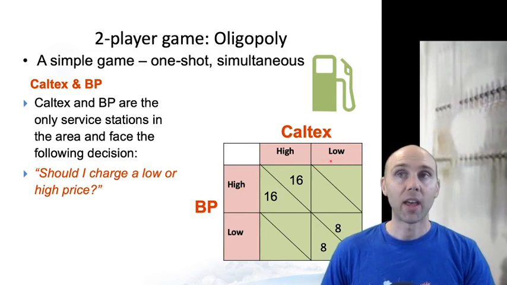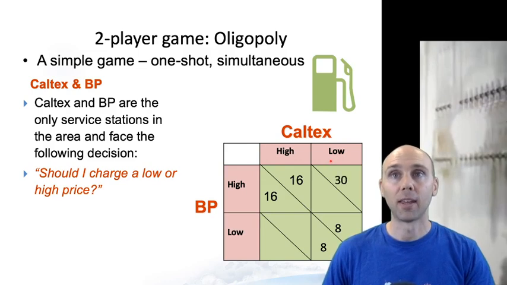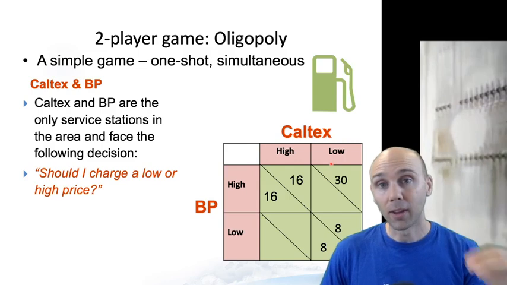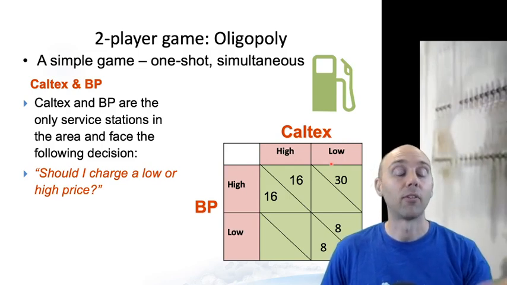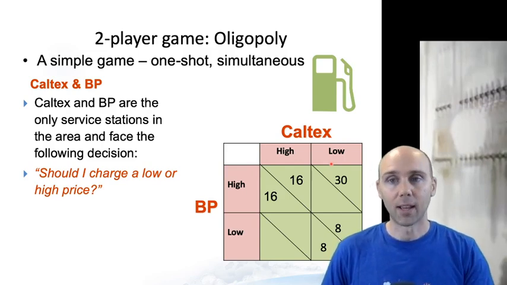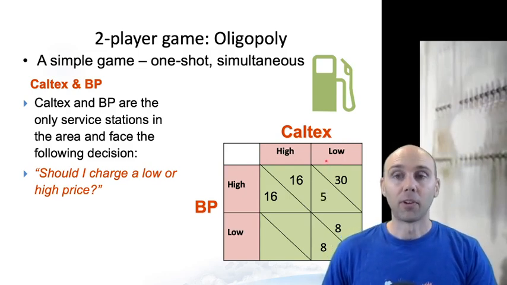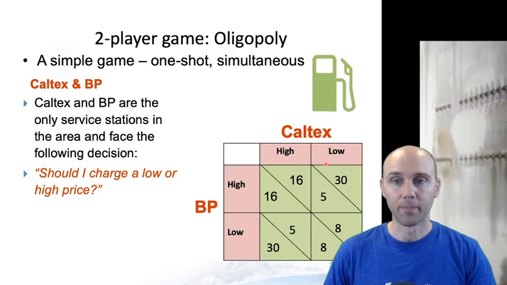If BHP sets a high price, but Caltex sets a low price, then Caltex gets a much larger share of the market, and they can extract a profit of 30 by dominating the market, just like we saw that firm A could make more profit by undercutting firm B in our earlier example. And BHP will only be able to squeeze a profit of 5 out. Likewise, if BHP sets the low price and Caltex sets the high price, then those payoffs are flipped.